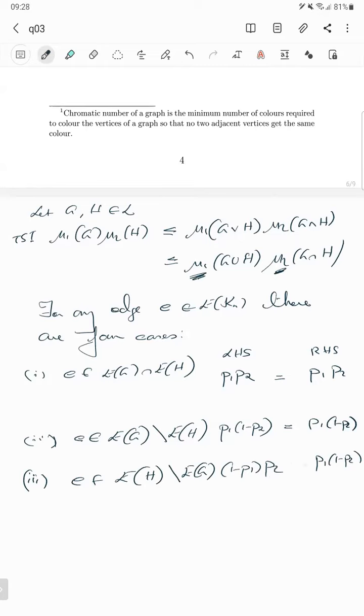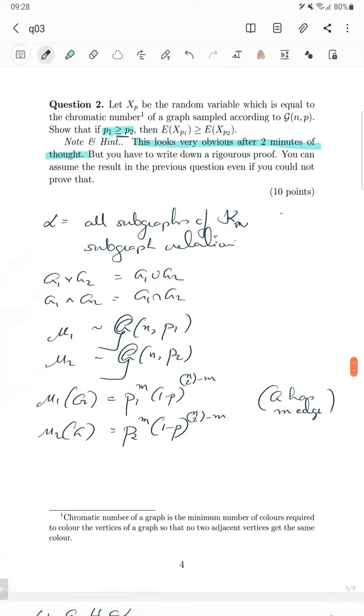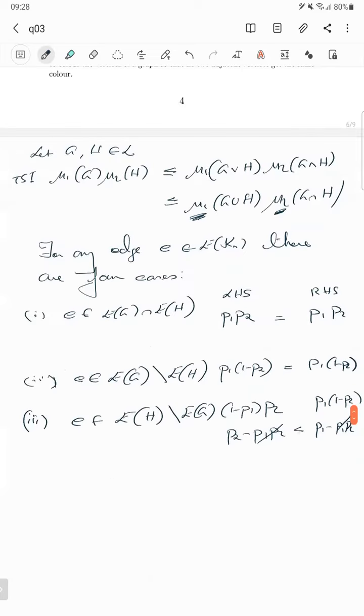You want to show that the left-hand side is less than or equal to the right-hand side. So we will multiply, and P1, P2 will get cancelled. So this is 1 minus P1 P2, and this is P1 minus P1 P2. So this goes away. This is a comparison between P2 and P1, but we already know that P2 is the smaller guy. So this is the correct direction.